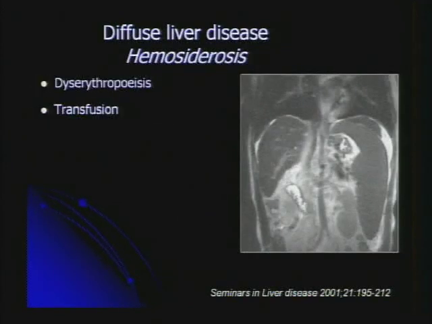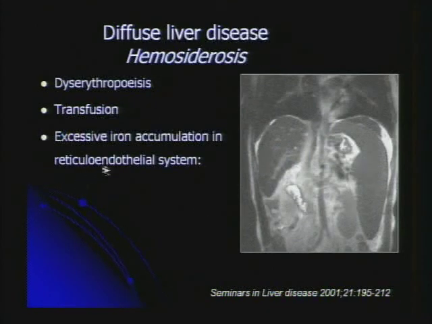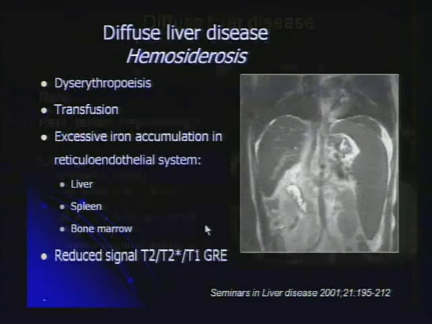Hemosiderosis is slightly different. It's usually a result of erythropoiesis or multiple transfusions. The excessive iron is accumulated within the reticuloendothelial system. So in other words, in the Kupffer cells of the liver, in the spleen, and in the bone marrow. These organs may be enlarged and will appear dark on T2 and gradient echo-weighted sequences.